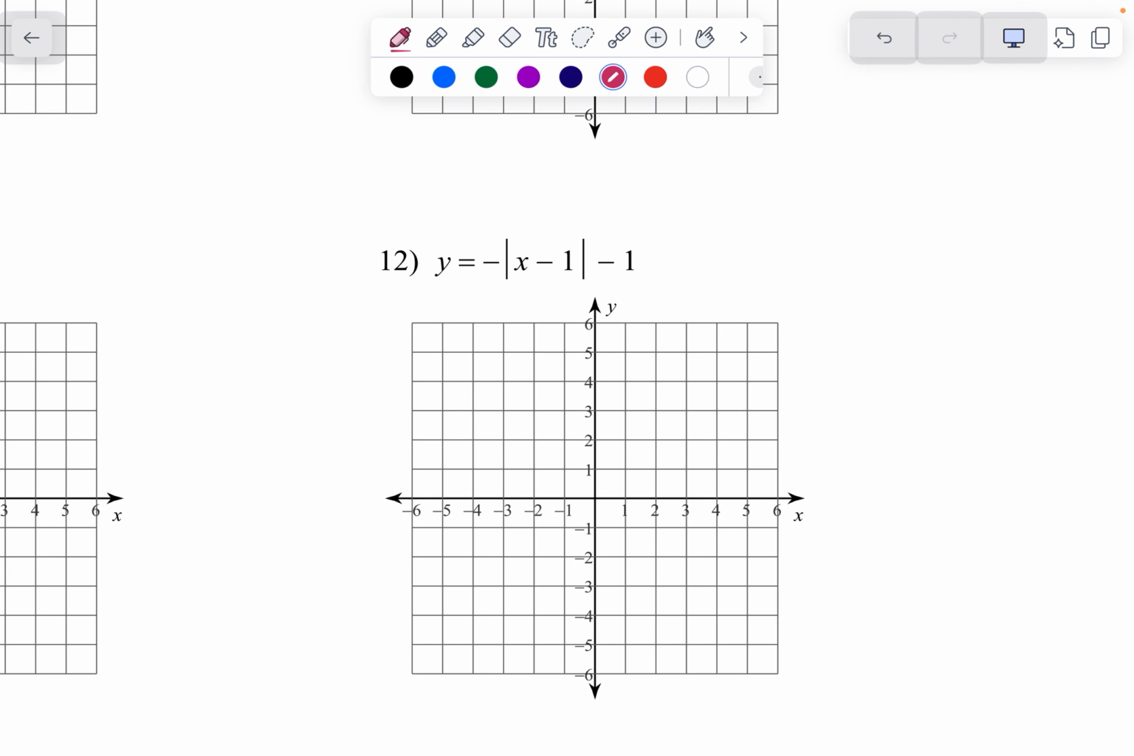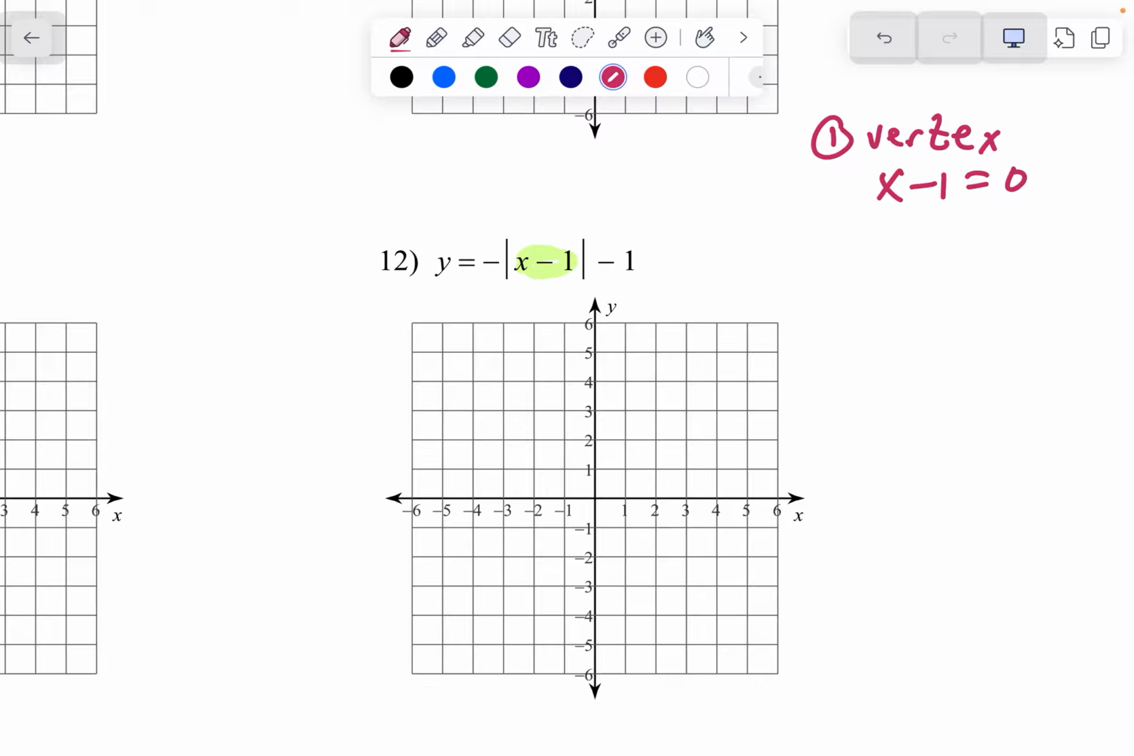So remember, the first step is to find your vertex. You only pull out what's inside. Don't worry about what's on the outside. That will come from plugging stuff in. So x minus 1 equals 0. How do we solve that? What do you do?